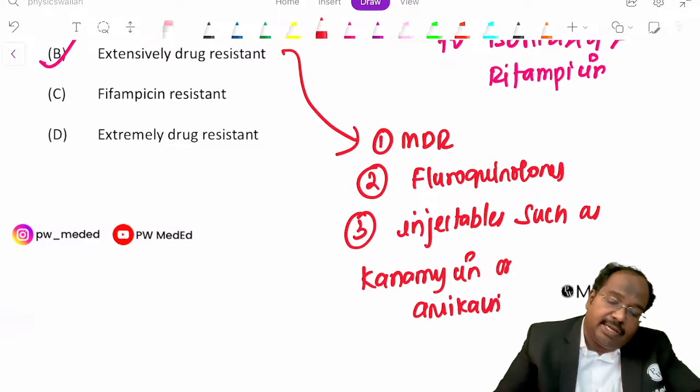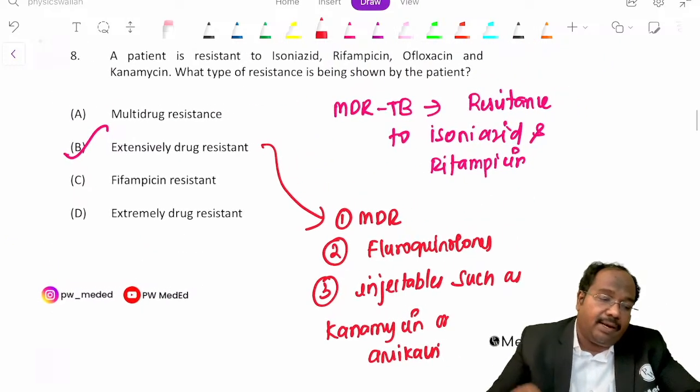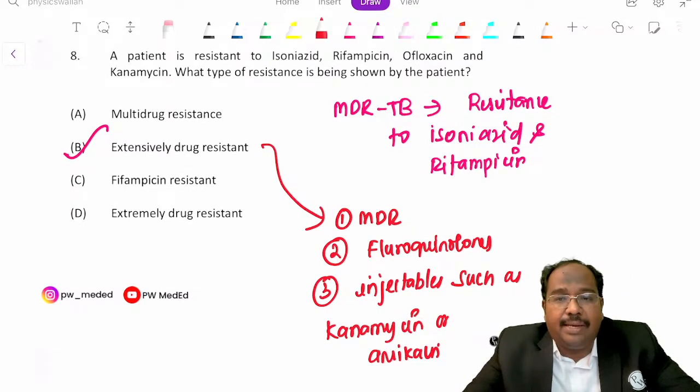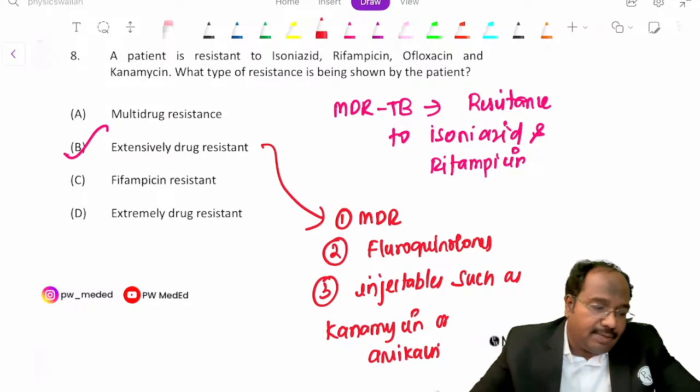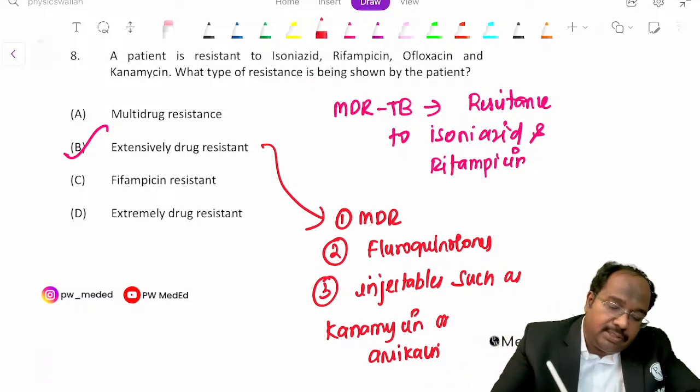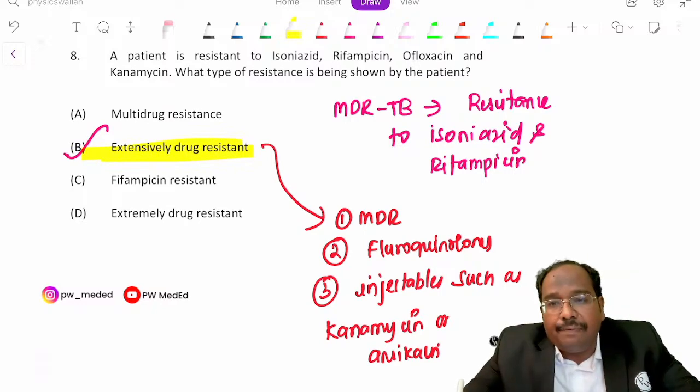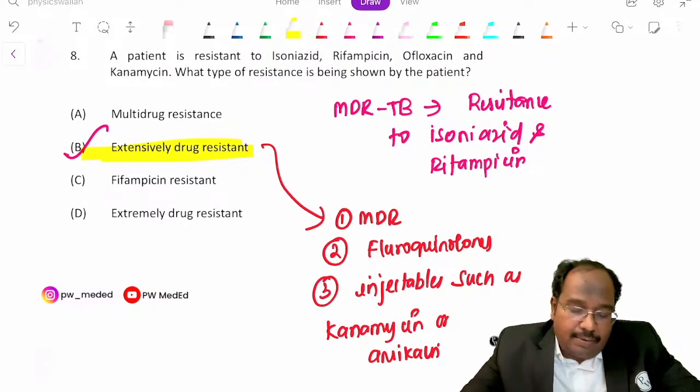Okay, so this is XDR TB. MDR and XDR TB. MDR is resistance to isoniazid and rifampicin; XDR additionally involves resistance to fluoroquinolones and injectables. This is extensively drug resistant TB. Okay, fine. So we have this.